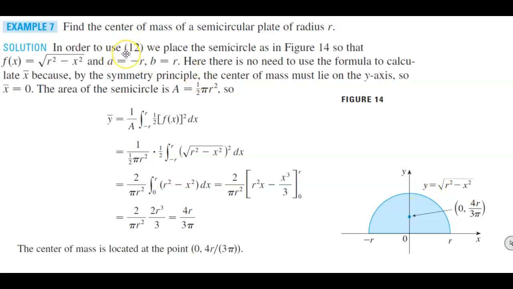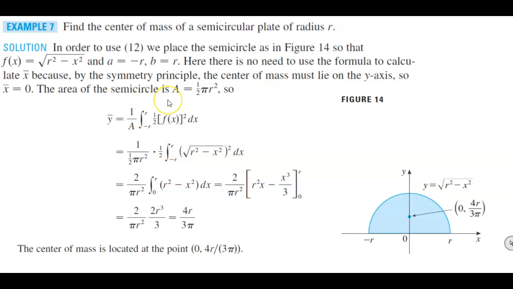So in order to use equation 12, we have to place the semicircle as in figure 14 so that f of x is equal to the square root of r squared minus x squared. And the lower limit is negative r, the upper limit is r. So here there is no need to use the formula to calculate x bar because by the symmetry principle, the center of mass must lie on the y-axis. So x bar is equal to 0.